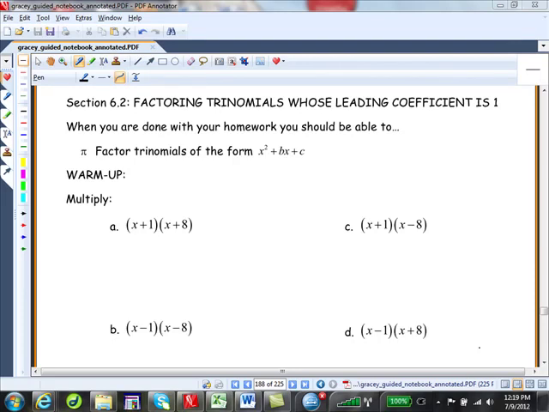Today we're covering section 6.2 from Robert Blitzer's Introductory and Intermediate Algebra for College Students. We will be covering factoring trinomials whose leading coefficient is 1.